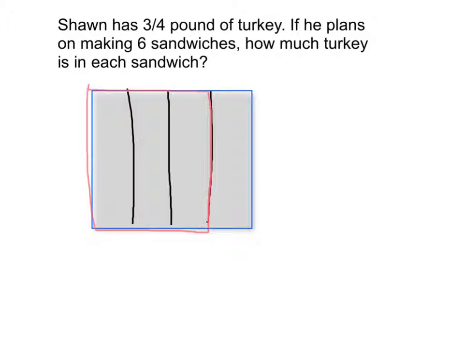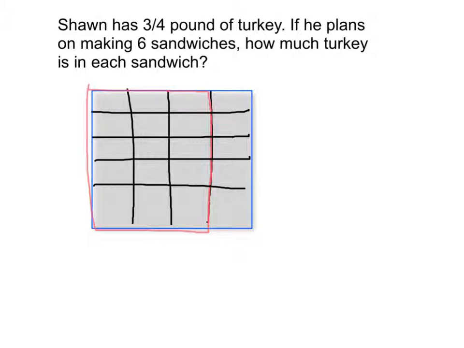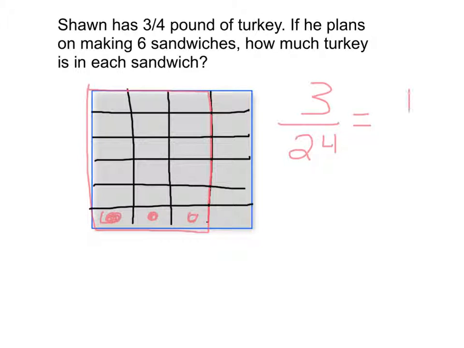Then I'm taking that amount and I'm going to divide it amongst 6 sandwiches. So I'm going to break this now into 6. And now one of these 6 has 1, 2, 3 pieces out of a total of 24. And that simplifies to 1/8. So each sandwich will get 1/8 pound of turkey.